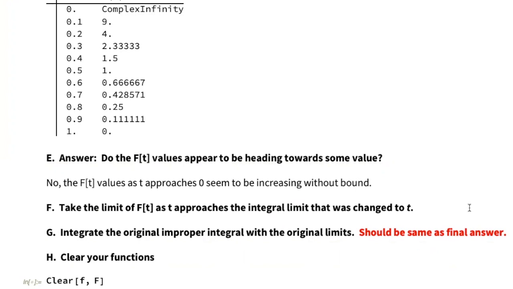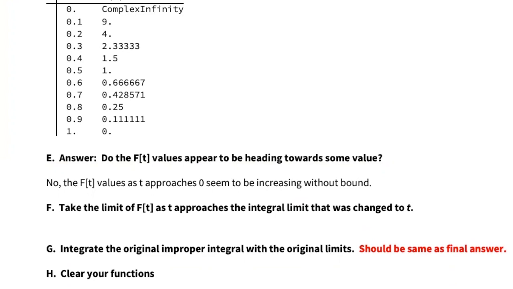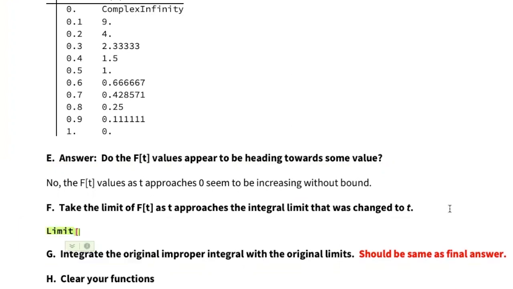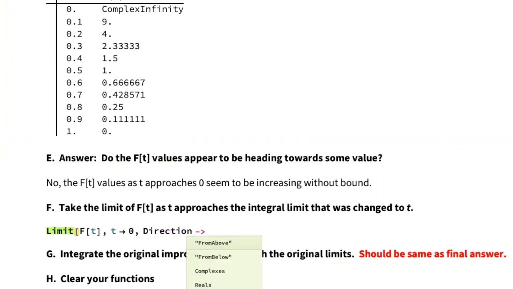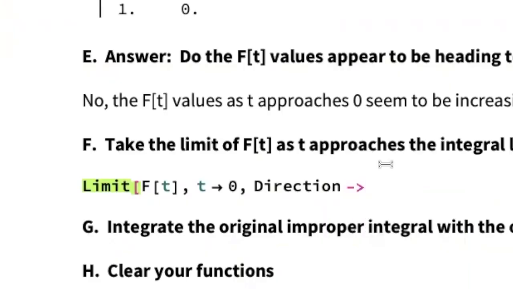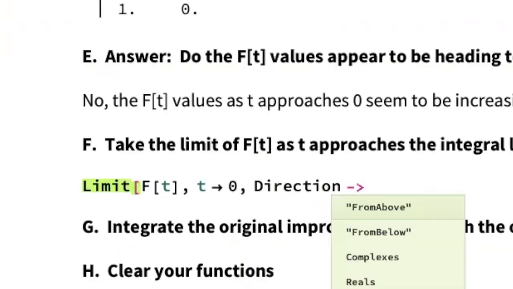All right, now take the limit of F of t as t approaches the integral limit that was changed to t. I'm going to take the limit of capital F of t as t approaches. Now remember, in this case, we replaced 0 with t, so we're approaching 0. And I need to give a direction, whether this is a left-hand limit or a right-hand limit. You're going to need one of these approaching arrows. And notice two choices will pop up. My choices are to choose from above or from below.